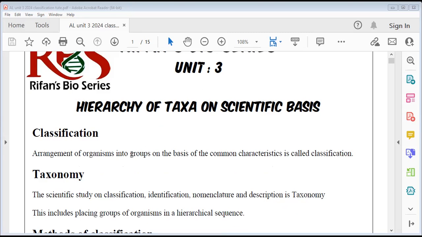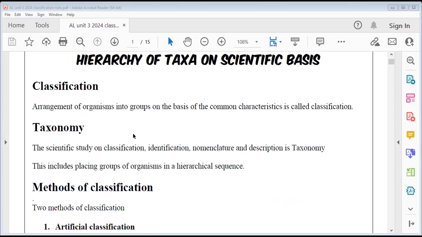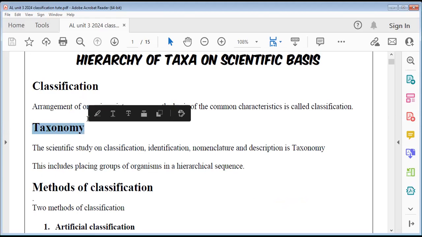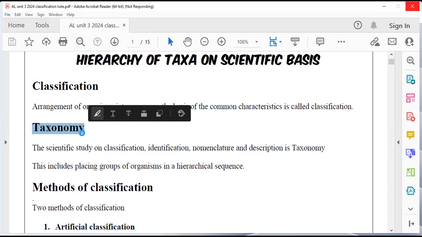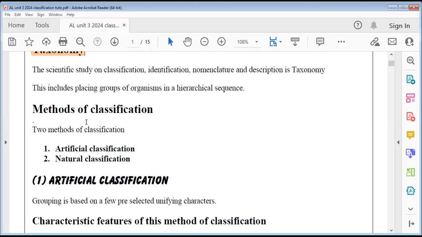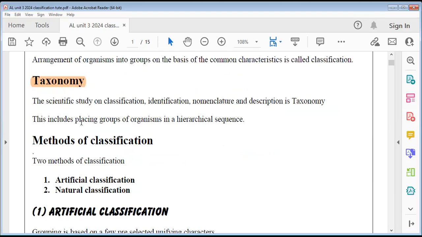Okay. The classification, this is a study area. What is the name of this area? Taxonomy. The study area is called taxonomy. It was introduced by a person called Ernst Haeckel. Ernst Haeckel introduced the term taxonomy.